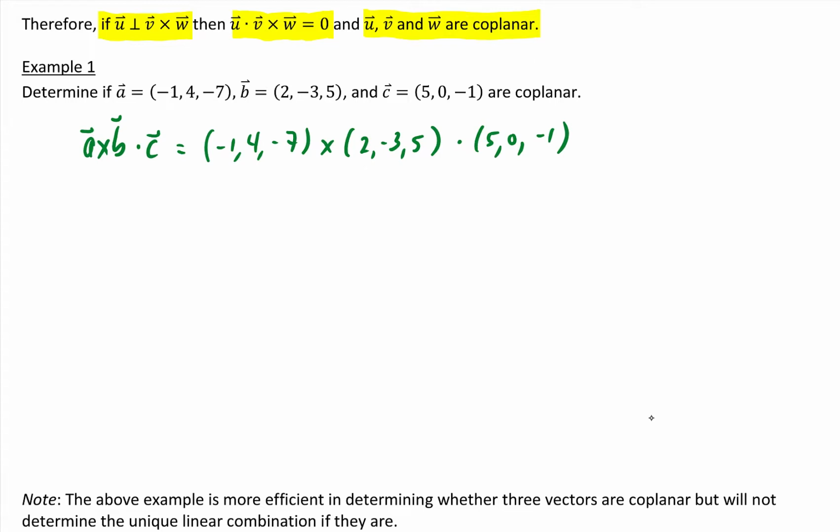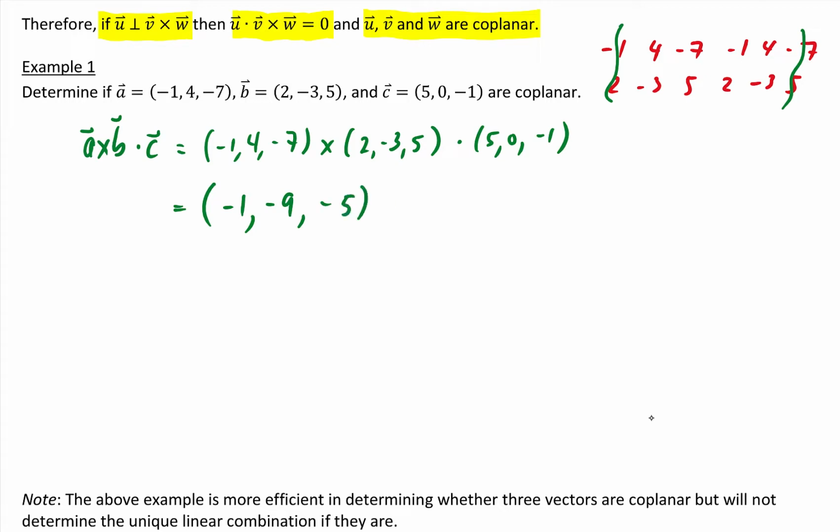Alright, so let's determine the cross product, a cross b. So a cross b is going to be 20 minus 21, so that's -1. -14 plus 5, so that's -9. And 3 minus 8 is -5. And then I'm going to dot that with [5, 0, -1]. And if I dot this, I get -5 plus 0 plus 5, which equals 0. So this tells us that a, b, and c are coplanar.